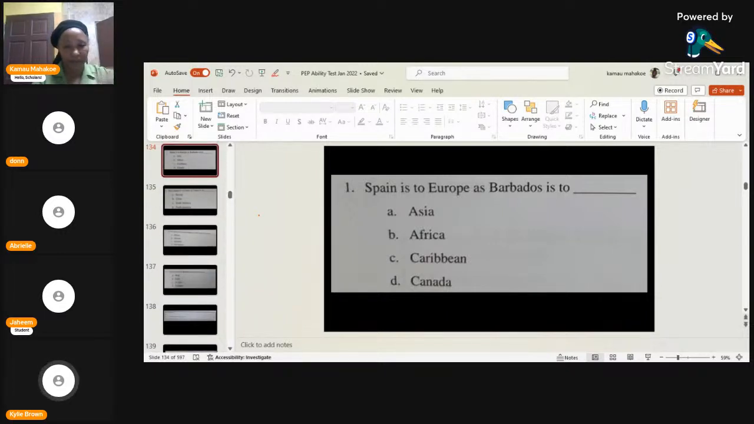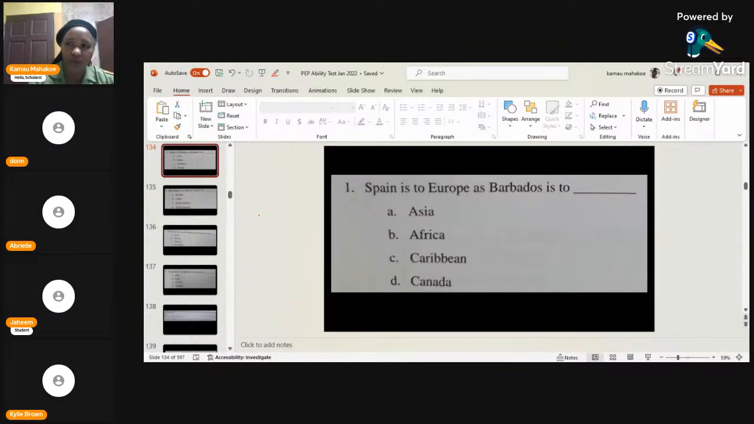Number one, Spain is to Europe as Barbados is to A. Asia, B. Africa, C. Caribbean, D. Canada.